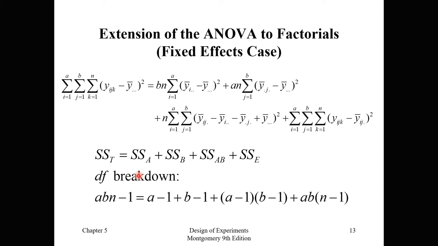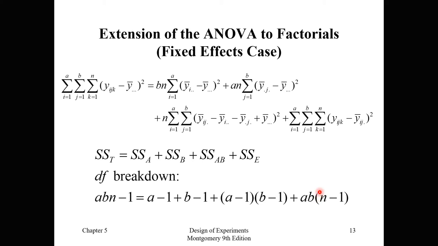All right, so the degrees of freedom breakdown: we have A levels of factor A, B levels of factor B, and N levels of replications. So our total degrees of freedom is ABN minus 1. Just like before, our degrees of freedom for factor A is A minus 1, and for factor B is B minus 1. In this case, what was previously our error term is now going to be our interaction term. So the degrees of freedom for the interaction term is A minus 1 times B minus 1. And then the degrees of freedom in the error term is AB times N minus 1.